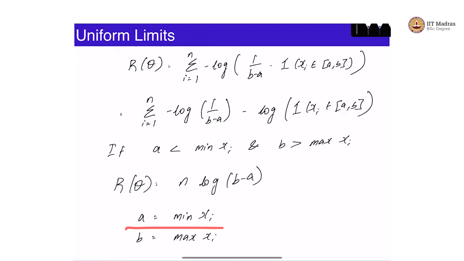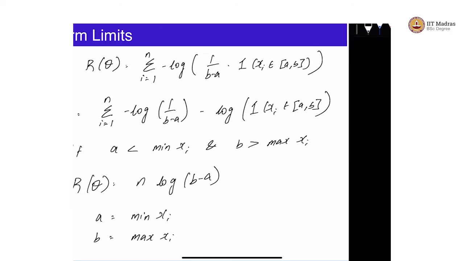So this particular value of a and b is the maximum likelihood estimate of the data. Given a bunch of data points x1 to xn, the ML estimate for a is simply min over xi, and the ML estimate for b is simply max over xi. This is a pretty natural estimate, but now we have derived it from first principles.